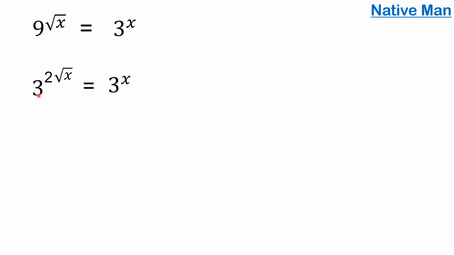Notice here that the bases are equal, the same 3. So if the bases are equal, you equate the exponents. The exponent here is 2 square root of x, I'm going to encircle it, and here is x. So we are going to equate the two exponents. This will become 2 square root of x is equal to x. Okay, so now we can solve for the value of x.